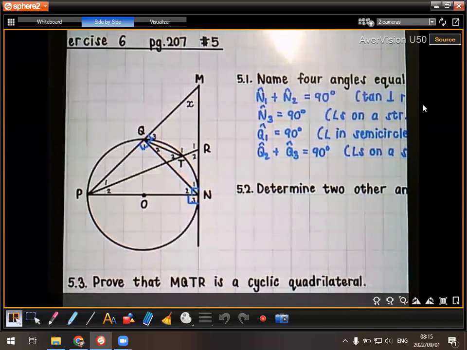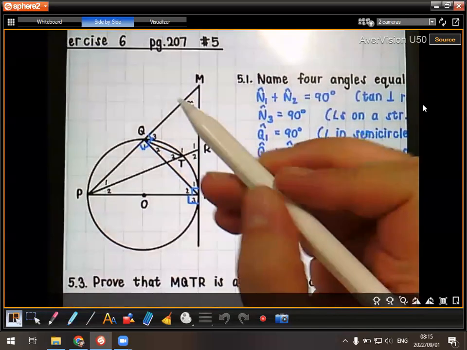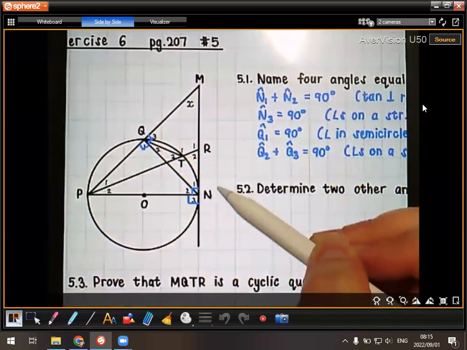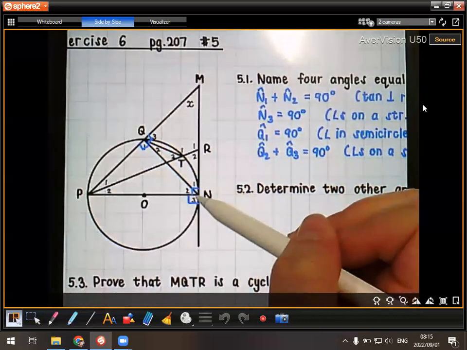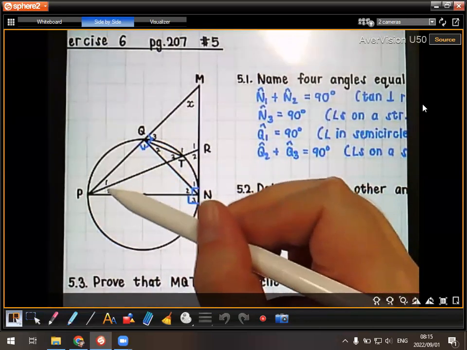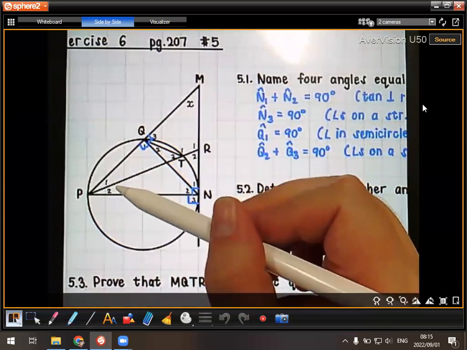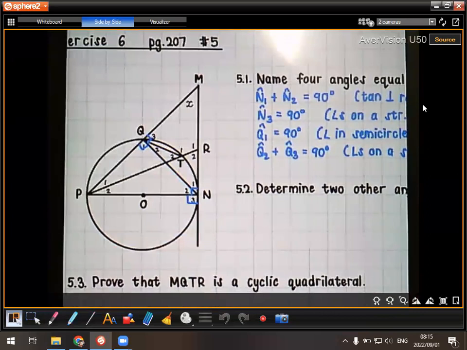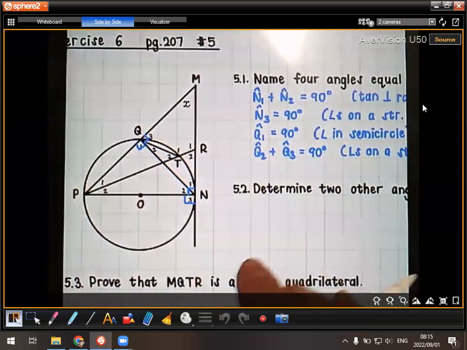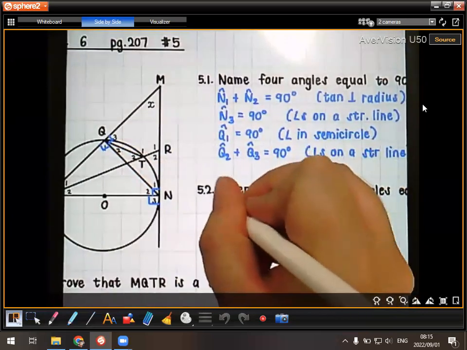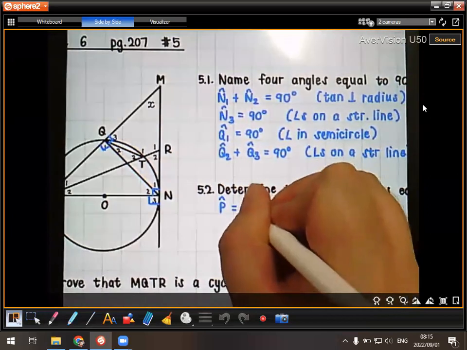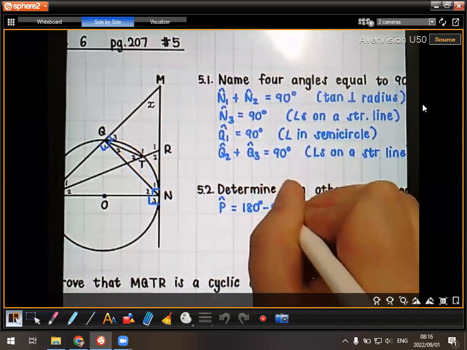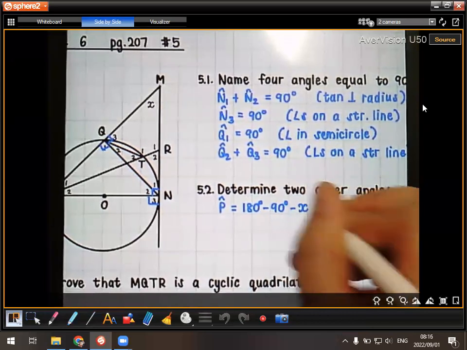It is tough, eh? We might have to find something like an in-between angle. So I'm thinking that if we look at this big triangle here, that's 90 and that is X. We can get what that is in terms of X, and then maybe work from there. Let's try that. I don't know if that is what we need to do, but angle P, which is P1 plus P2 together, is going to be equal to 180 minus 90 minus X.